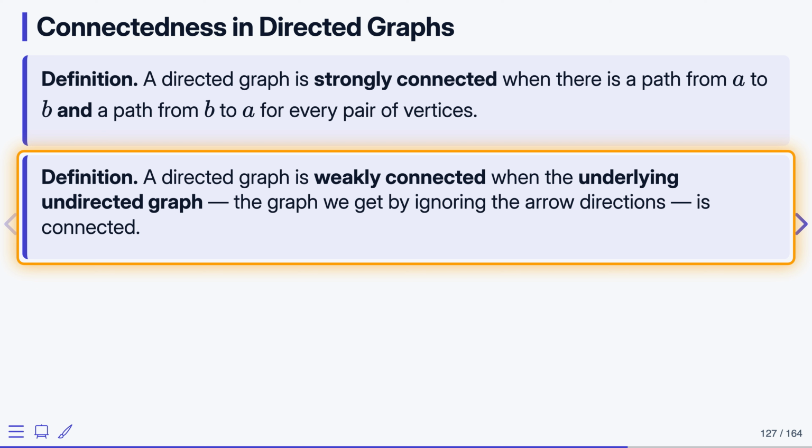First we rub out all the arrowheads. That gives an ordinary undirected graph, called the underlying graph. A directed graph is weakly connected when this underlying graph is connected. So strong is the harder test. Every strongly connected graph is also weakly connected, but not the other way round.